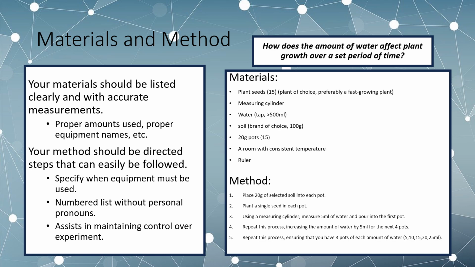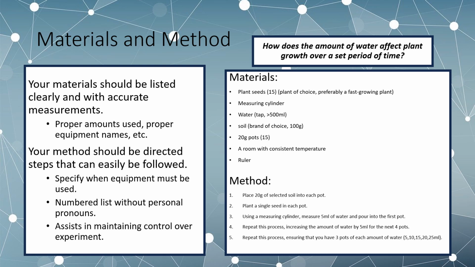Now, I've not provided a full materials or method list for this one, in case this is an experiment you yourself might be exploring, but it is here as a general guide. So you see in my materials, I have specific numbers for everything that I need. For my water, I've said greater than 500 mils, as it might depend on how much water you're giving each plant, but it's just the general consensus of what you need. The soil says brand of choice, because it might change based on what you can have access to. 15 pots and a room with consistent temperature, and a ruler, because it's good to have those measuring tools in there as well. You'll see in my method, I have distinct steps, giving clear and concise instructions.